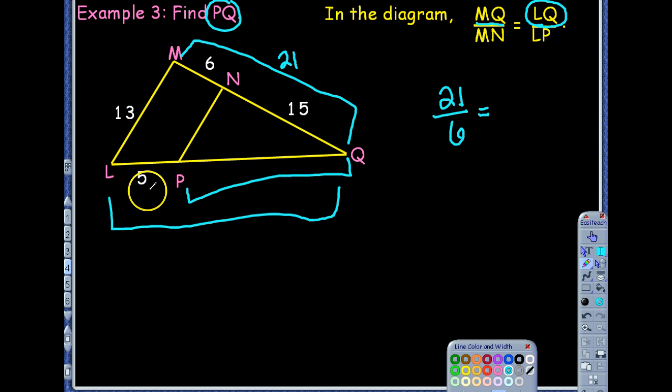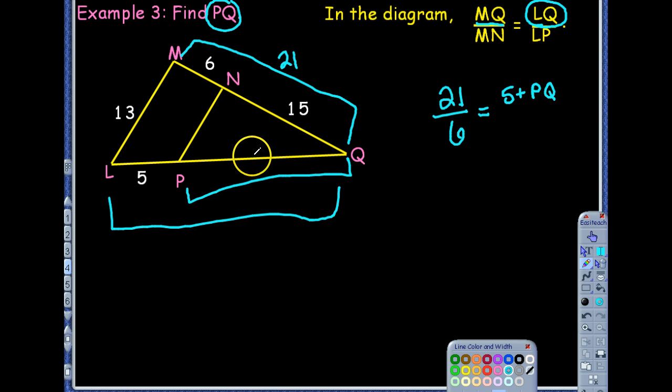So if I add the LP and PQ together, that gets you the LQ, right? Right. So I could say LQ is maybe 5 plus the PQ. I love that. And I like just leaving it as PQ. So we know exactly what we're talking about.